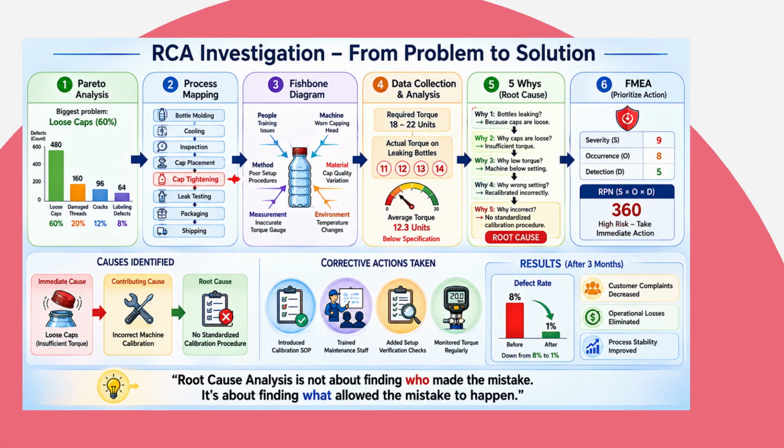To fix the issue, the company introduced a calibration SOP, trained maintenance staff, added setup verification checks, and monitored torque regularly. Within 3 months, the defect rate dropped from 8% back to 1%. Customer complaints decreased. Operational losses were eliminated. The key lesson is simple. Root cause analysis is not about finding who made the mistake. It's about finding what allowed the mistake to happen.